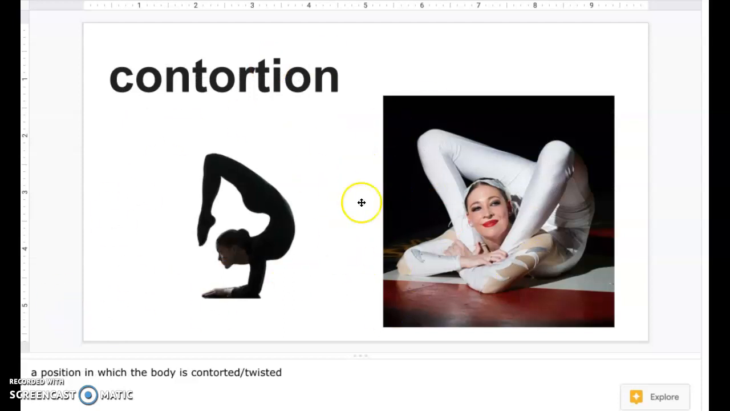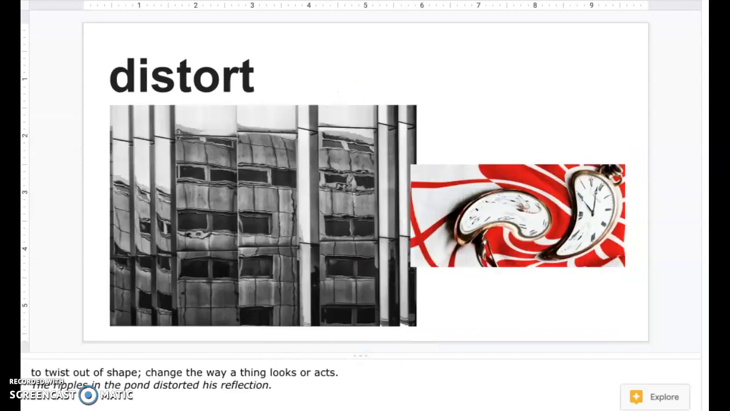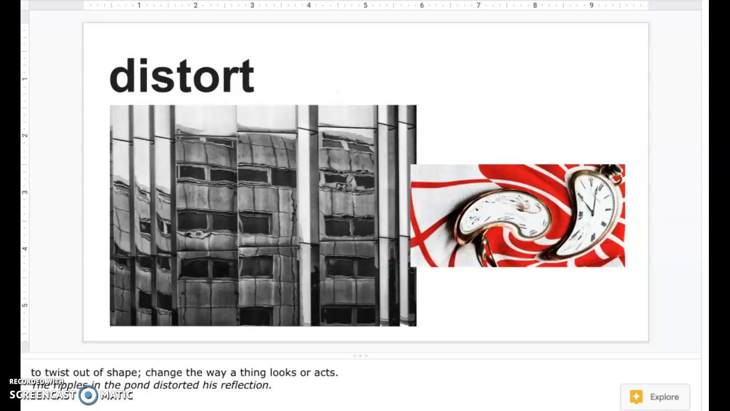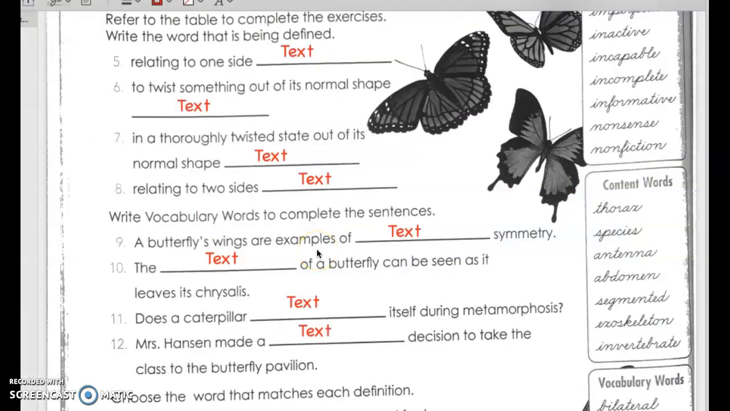Contortion, a lot of gymnasts and yoga and ballet dancers, they can do this stuff. Twisting your body, basically. Distort, to distort something means to twist also, to twist out of shape. Let's look at the example sentence. The ripples in the pond distorted his reflection. Kind of made your reflection a little bit different. Kind of twisted it out of proportion. All right, now that we got the 4 definitions for bilateral, unilateral, contortion, and distort, we are much more confident in completing this.